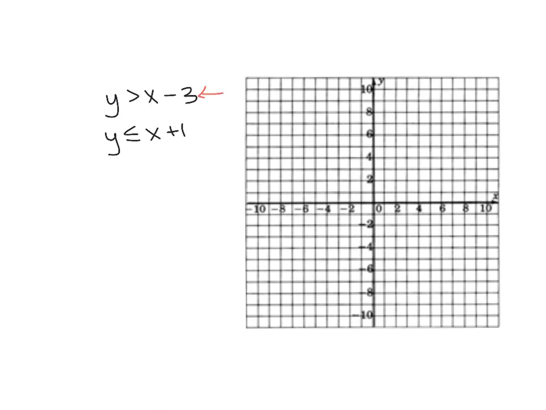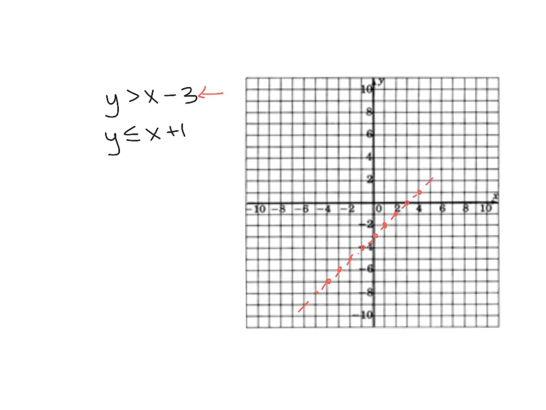So we get -3, y-intercept, up 1 over 1, up 1 over 1, up 1 over 1, or down 1 over 1, down 1 over 1, down 1 over 1. Okay, and since it's just a greater than sign, we're going to have a dashed line here, which means it does not include the points on that line.